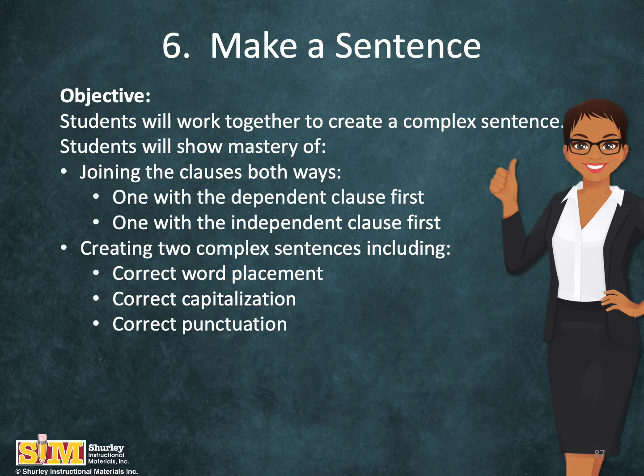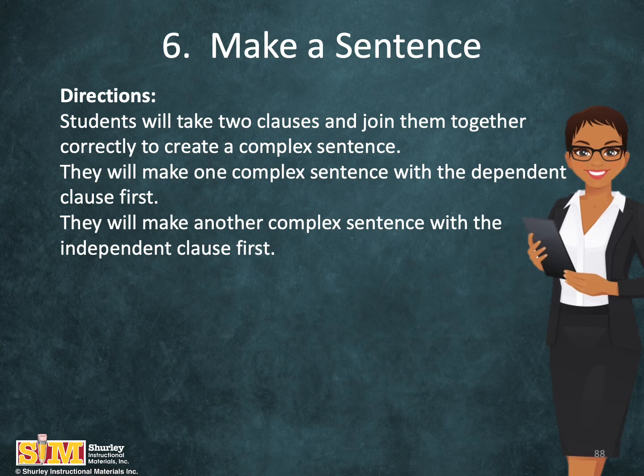Students will show mastery of joining the clauses both ways, one with the dependent clause first and one with the independent clause first. They will create two complex sentences, including correct word placement, correct capitalization, and correct punctuation. So the directions are, students will take two clauses and join them together correctly to create a complex sentence. They will make one complex sentence with the dependent clause first. They will make another complex sentence with the independent clause first.